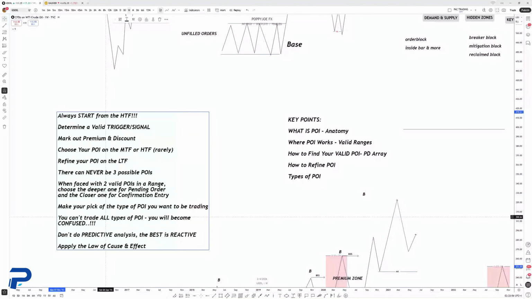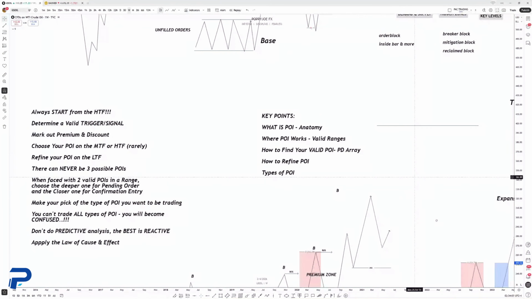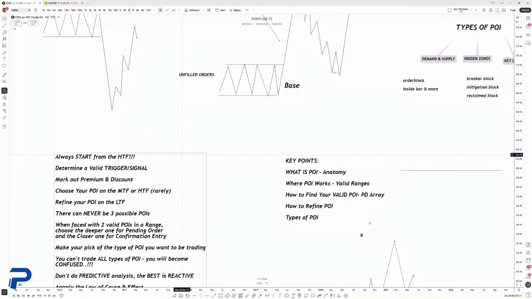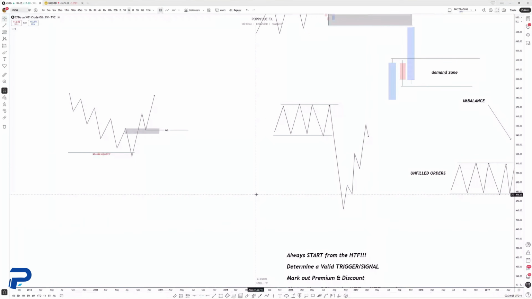This is it. Can you see what I mentioned here? You can't trade all types of POIs. You'll be confused. That's why I said of all the types of POIs we have, you must select the exact one you want to be trading. Like if I decide to be trading only order block and breaker block, I already know how I will choose my order block. I know the position of my order block. And I also know the condition that will make me use my breaker. That means you are not trading everything.